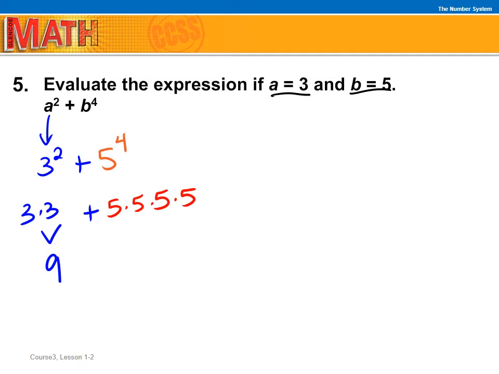We can see we can go with 25 times 25. 25 times 25 is 625. Add 9 plus 625, we get our answer of 634.